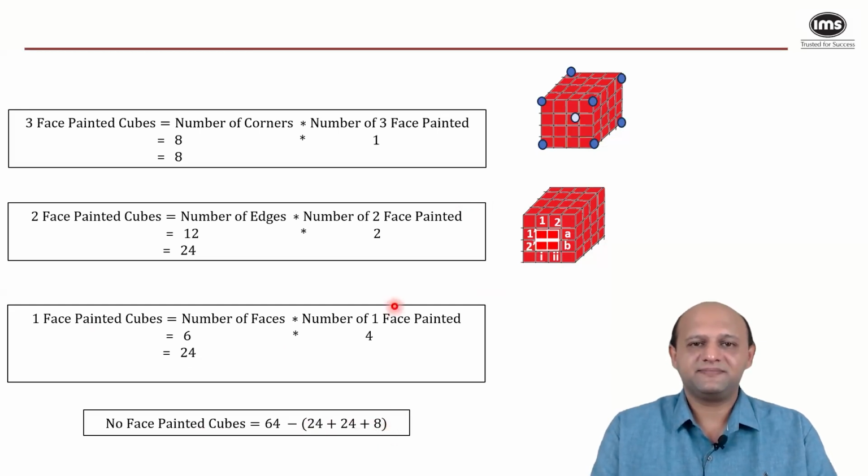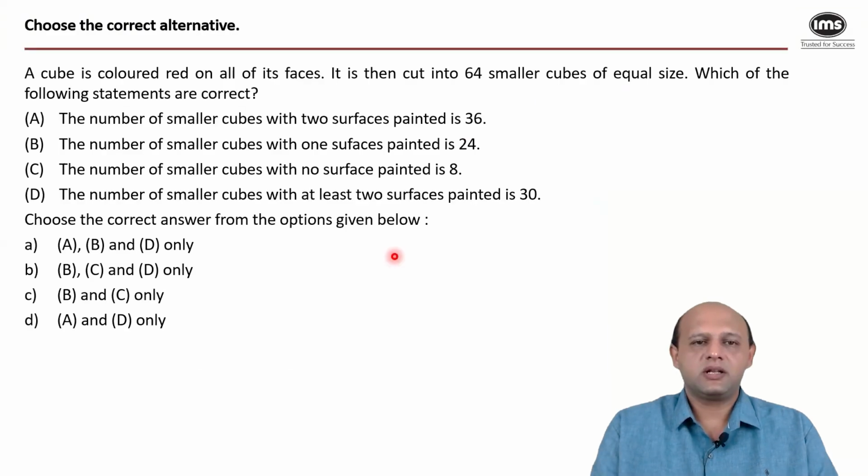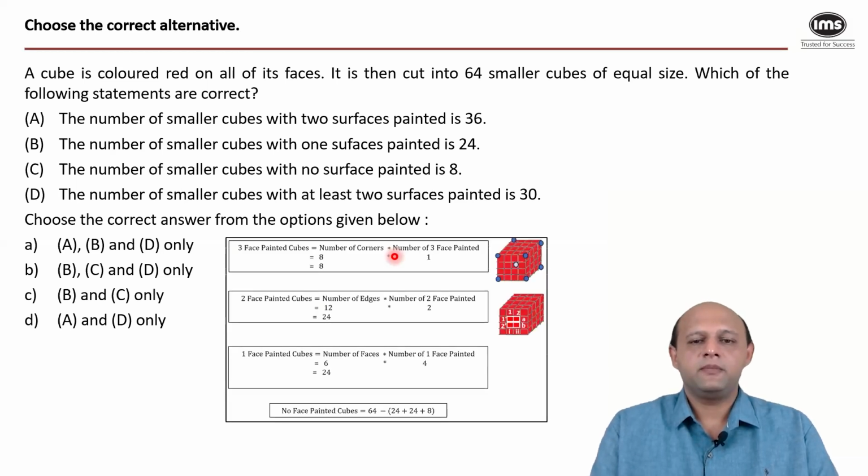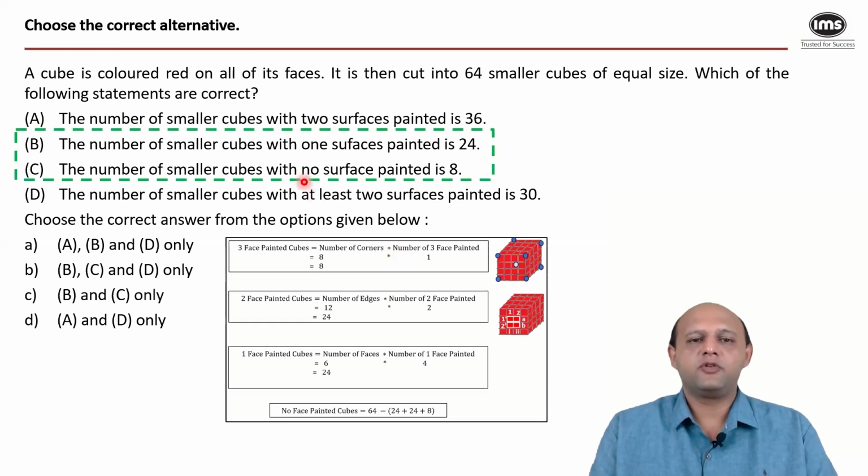Let's check the question. A cube is colored red on all its faces. It is cut into 64 smaller cubes of equal size. Which of the following statements are true? Based on the results that we have seen, you would realize that statement B and statement C are correct. Number of cubes with no face painted is 8. Number of cubes with 1 surface painted is 24.